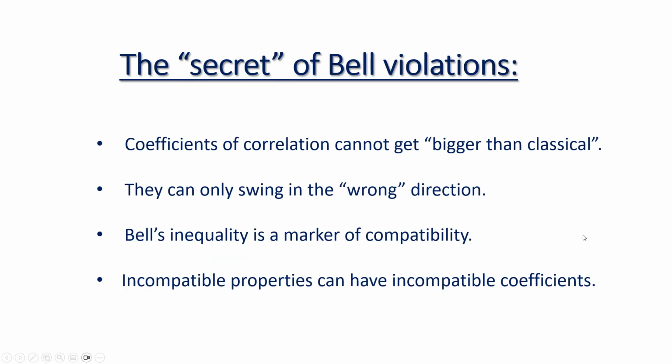In other words, we do not get Bell violations by achieving stronger correlations. Instead, it is more accurate to say that some coefficients are weaker than they should be. Basically, our coefficients swing in the wrong direction, so to speak. And so, to sum up, it is incorrect to describe Bell violations as the result of stronger coefficients of correlation. Bell's inequality is not a test of correlation. It is a test of compatibility between several coefficients of correlation. When physical properties cannot exist at the same time, they can be incompatible with each other, and for the same reason, their coefficients of correlation can also be incompatible with each other.